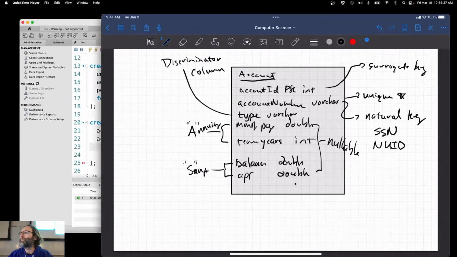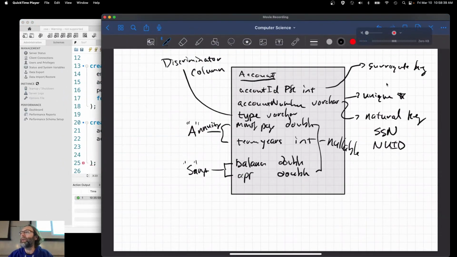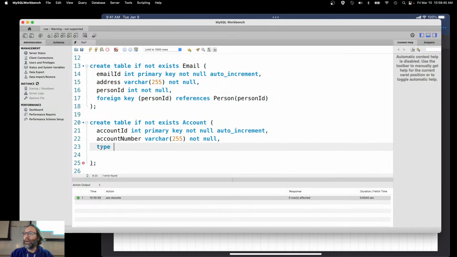What else? We want to make sure that that's unique, remember? We'll come back to that. Now we want that discriminator column, that type. So type, varchar. This could be a big giant string, or it could be a single letter if you wanted it to be. In any case, we're not going to allow this to be null because it has to be an annuity account or it has to be a savings account.